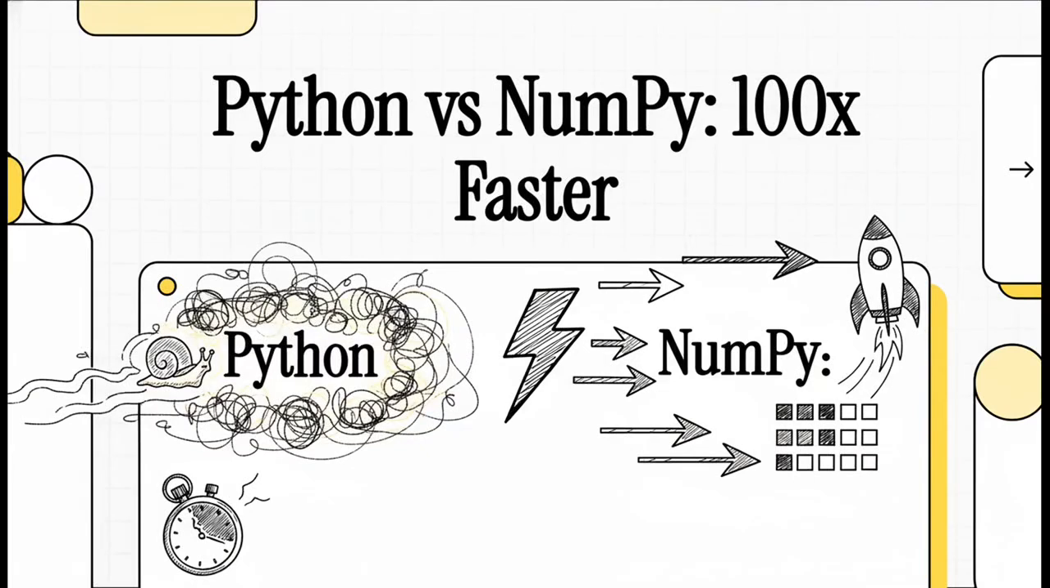Okay, let's talk about something that drives every Python programmer crazy. You write a loop, it seems simple, it should be fast, but it just crawls. We've all been there. Well, today we're going to dig into why that happens and how a library like NumPy can make the exact same task over 100 times faster.